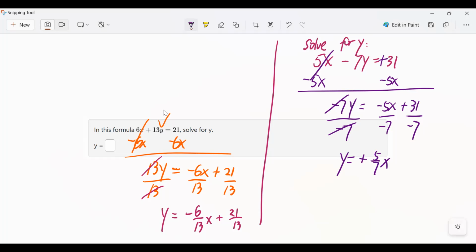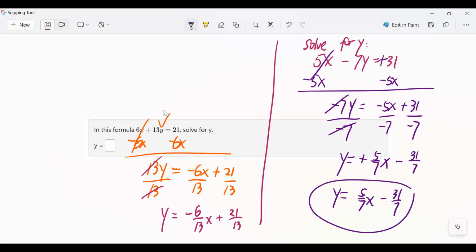5/7 and put x on the side. Plus minus is minus, so 31/7. So y equal to 5/7 x minus 31/7. Any question about this?